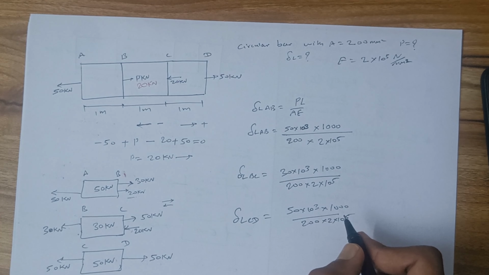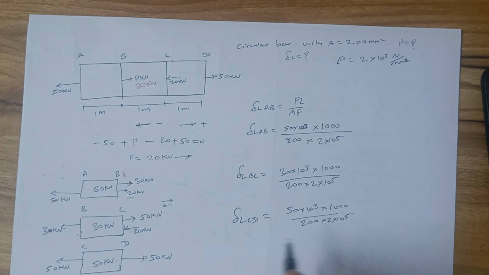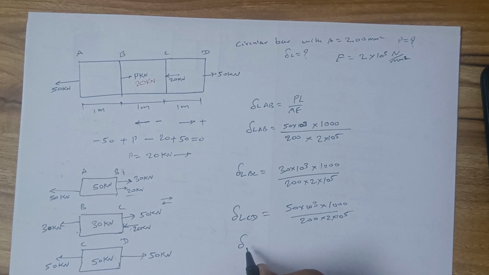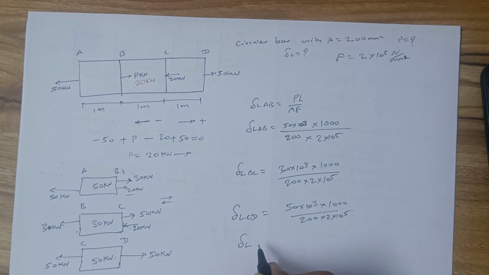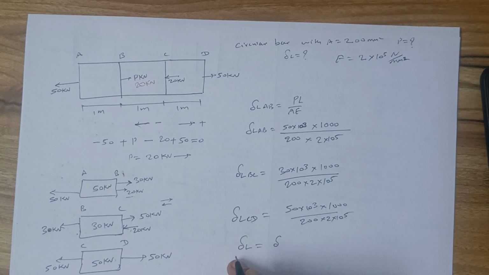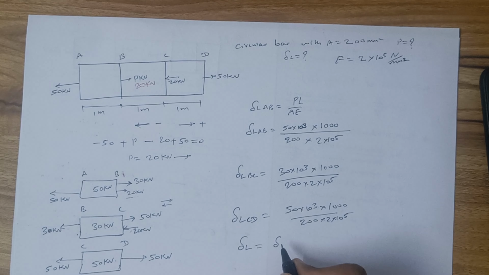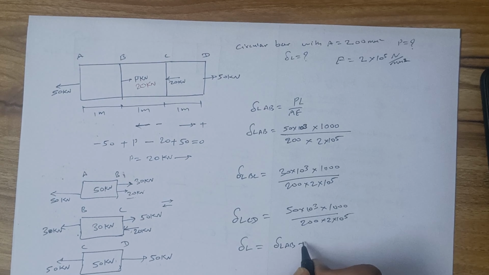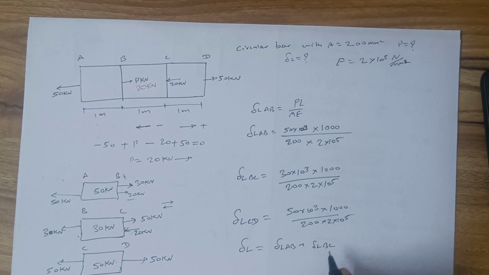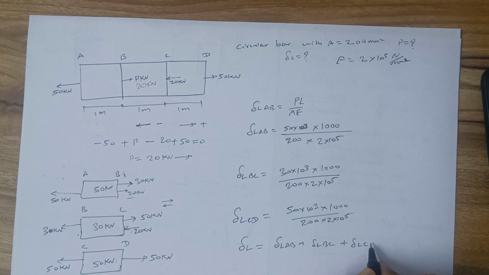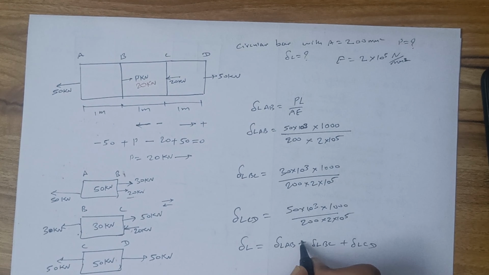So that's it. By calculating these 3 values, we will get the total delta L. The total change in length of this bar is delta L AB plus delta L BC plus delta L CD.